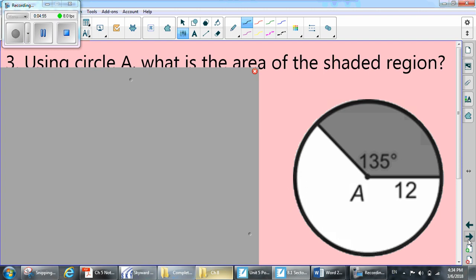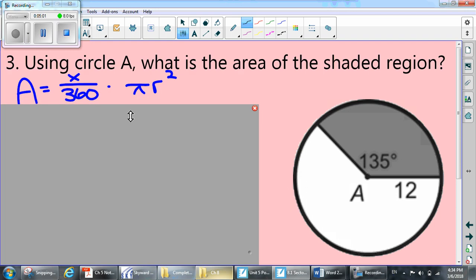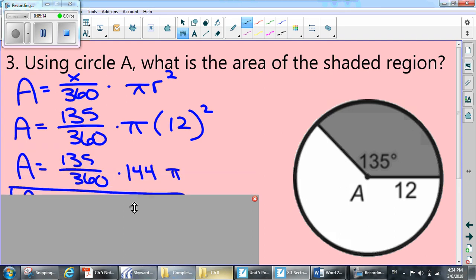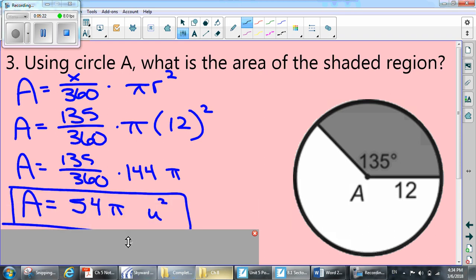If we're trying to find the area of this shaded region, this time they did give us the radius and the central angle measure. So you can take x over 360 times pi r squared. That's 135 over 360 times pi times 12 squared. When we take 135 over 360 times 144 pi, we end up with 54 pi units squared.